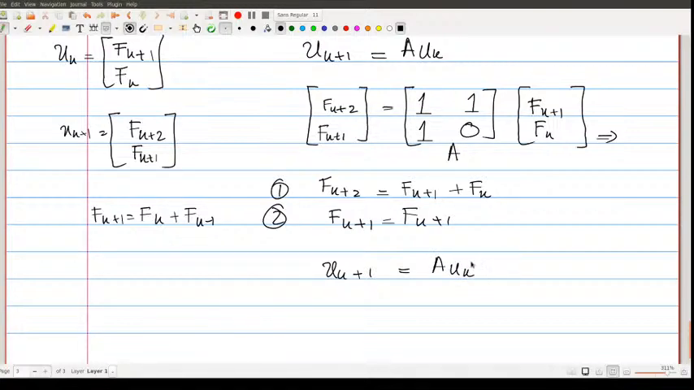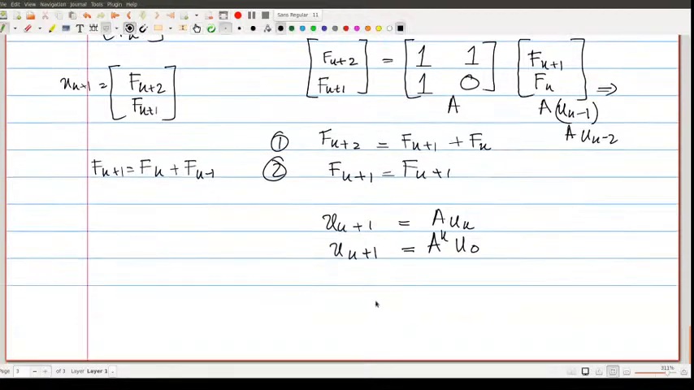Just as we did last time, we can write this as A^k u_0. We can write (F_{k+1}, F_k) as A times u_{k-1}, and then write this as A times u_{k-2}. So I can write the whole thing as A^k u_0, right? Okay, and so what's the advantage of that? Let's see what's going to happen.